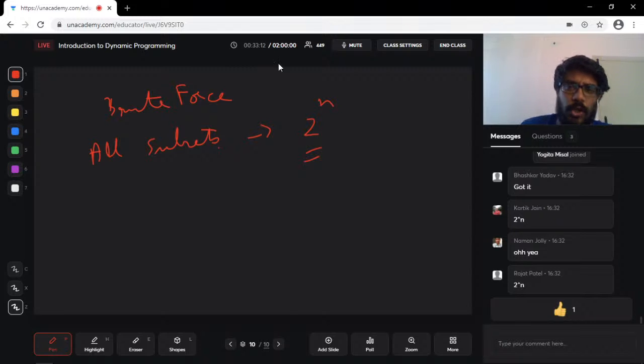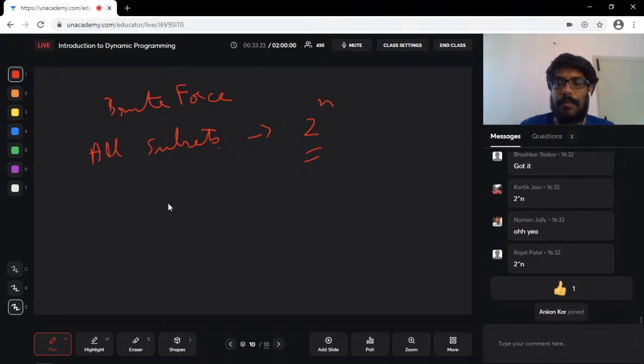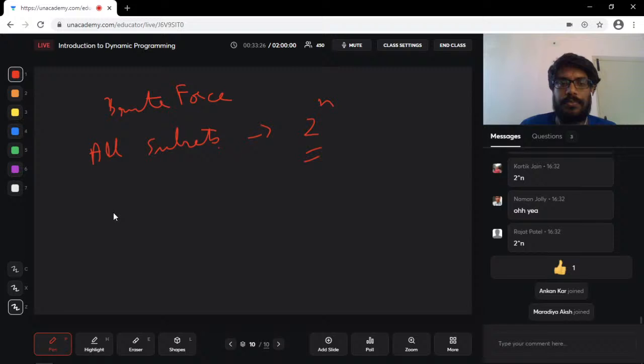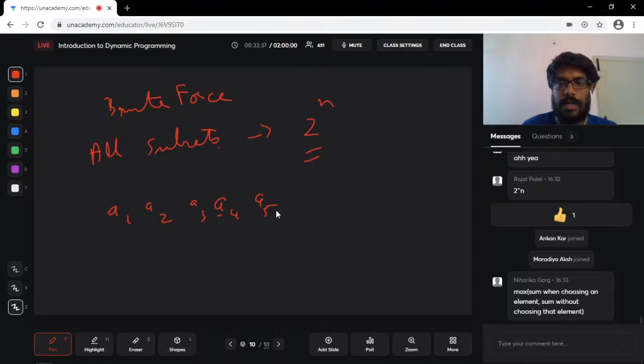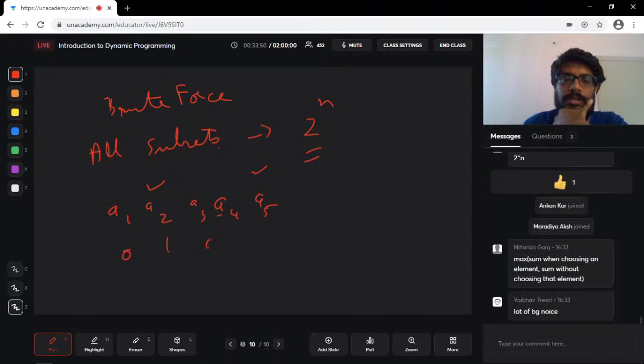There are multiple ways to look at this. So let's look at one other approach as well, a different way of thinking of this. This is just to look at the binary strings, right? So suppose I have these elements A1, A2 up till, let's just say, A4 and A5. What I'm going to do is, suppose I'm picking the subset A2, A5. I'm going to represent this with the binary string 0, 1, 0, 0, 1.